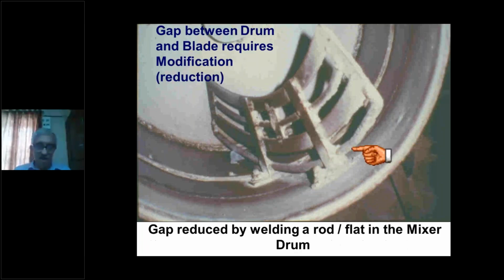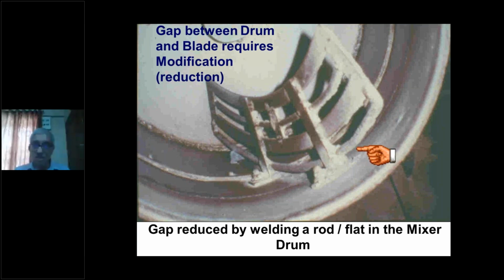The blade of this conventional mixer, this is the original blade. And this is the temporary arrangement done as per Mr. Remedios' recommendation. We reduce the gap between the blade and the drum. Now this is very important. If you modify this, then you will get a reasonably good mix. So the gap between the drum and the blade requires modification.